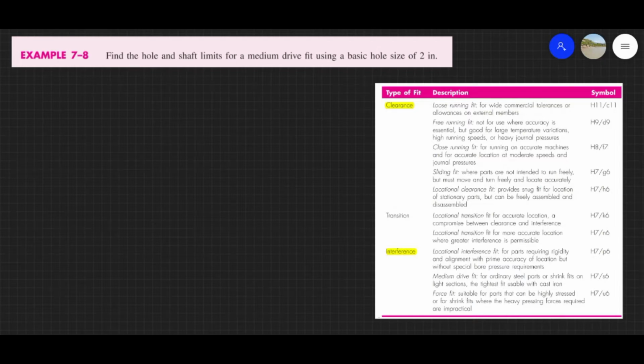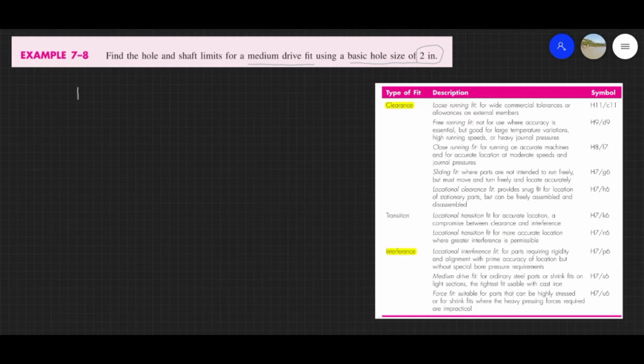Next, we solve this example 7-8, in which we are again given the type of fit, which is the medium drive fit, and the basic hole size is given as 2 inches. So whenever the given dimension in the statement is in inches, you have to solve the complete problem in the same unit. So don't convert it into millimeters, keep it as it is.